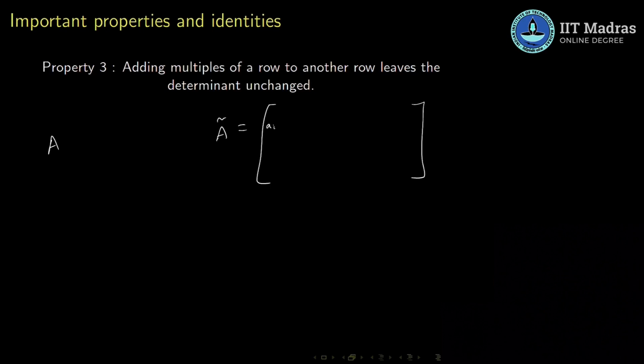So then here I get AI1 plus t times AJ1, AI2 plus t times AJ2, and so on, AIN plus t times AJN. Okay, and the jth row remains the same, AJ1, AJ2, AJN. Okay, so the only thing that has changed is the ith row. Fine. And what happens in that case? So the claim is the determinant of A tilde is the same as the determinant of A.